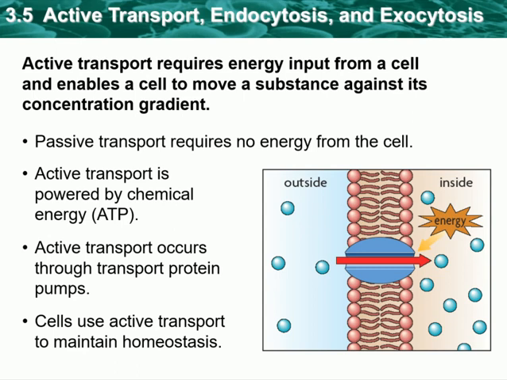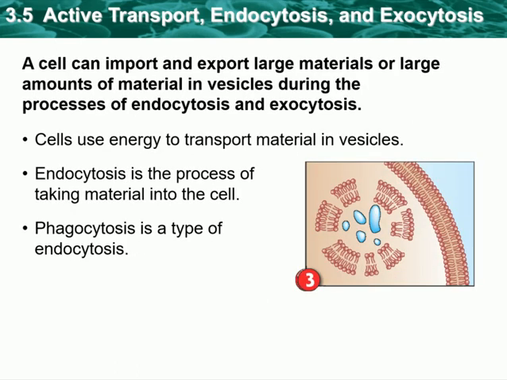Second main idea: Endocytosis and exocytosis transport materials across the membrane in vesicles. A cell may also use energy to move a large substance or a large amount of a substance in vesicles. Transport in vesicles lets substances enter or exit a cell without crossing through the membrane.